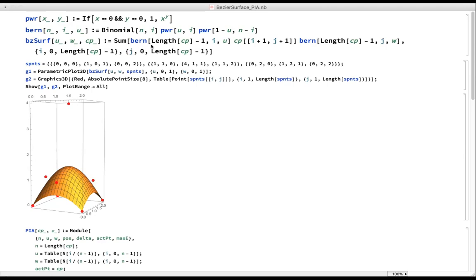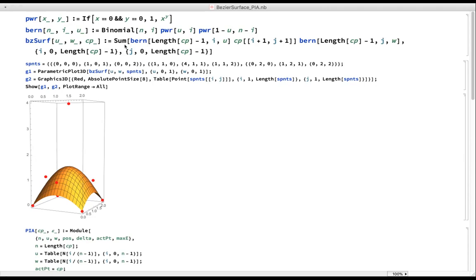And when we use summation, even though we have two summations, in the Mathematica program you can simply use only one Sum, right? Then you can range i from zero to length CP minus one. Length CP is the order, but to make it the degree, you have to subtract one. Similarly for the case of j, from zero to length CP minus one as well. So you can come up with this Bezier surface.